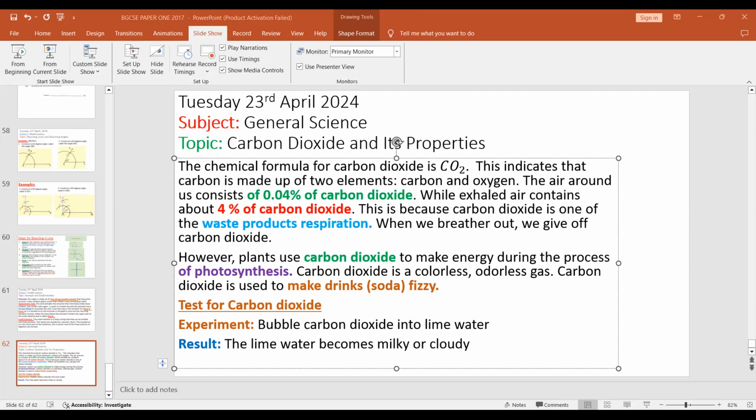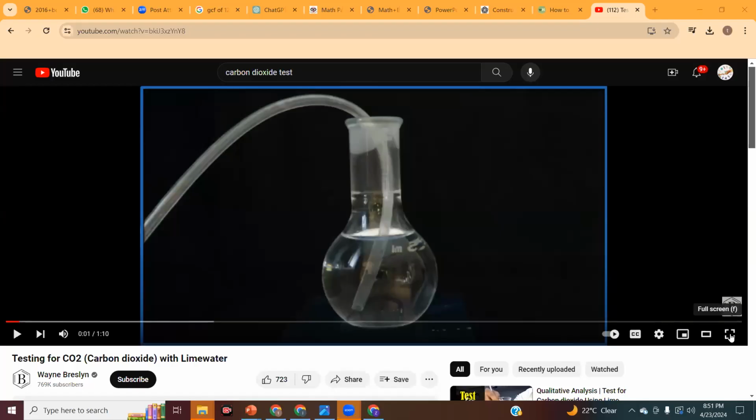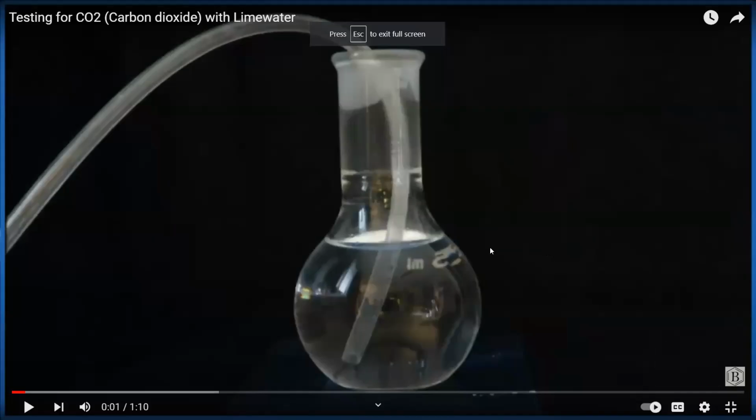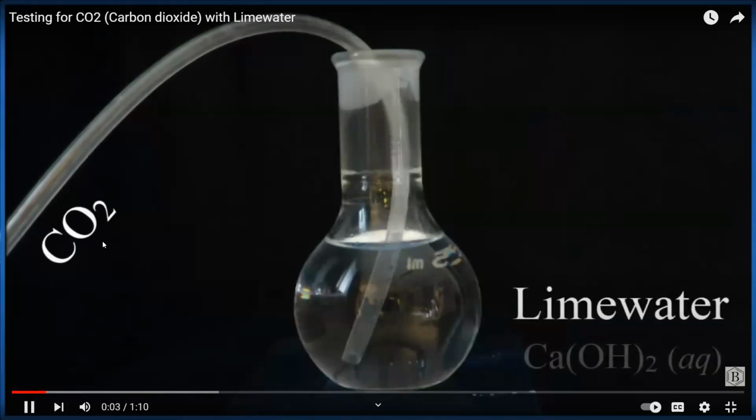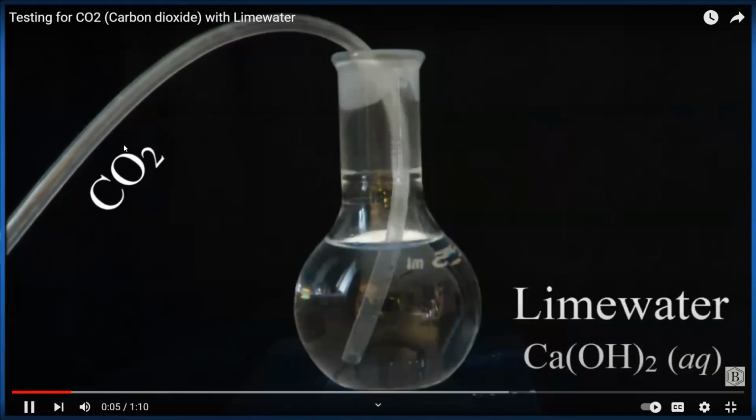The carbon dioxide test. Let me just show you a video that shows what happens when you bubble carbon dioxide into lime water. So watch this video. In this video, you're going to see carbon dioxide gas. Y'all can see the screen, right? Yes.